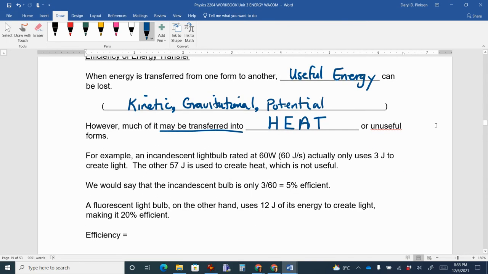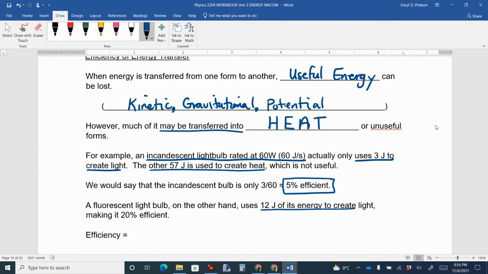So here we go. For example, an incandescent light bulb rated at 60 watts, which is 60 joules per second, only uses about 3 joules to create light. The other 57 joules is used to create heat, which is not what you wanted. If you want to create heat, you've got your baseboard heaters for that. We would say that the incandescent bulb is only 5% efficient because 95% of the energy went into creating heat rather than the light that you wanted. A fluorescent light bulb, on the other hand, uses 12 joules of its energy to create light.